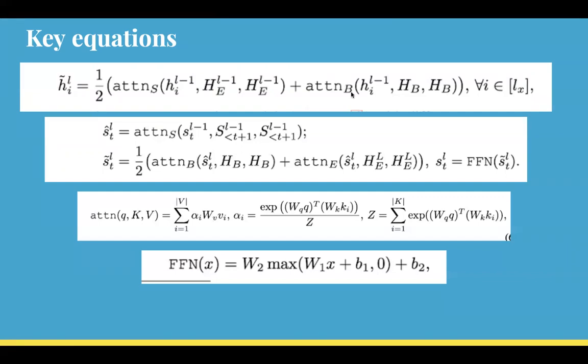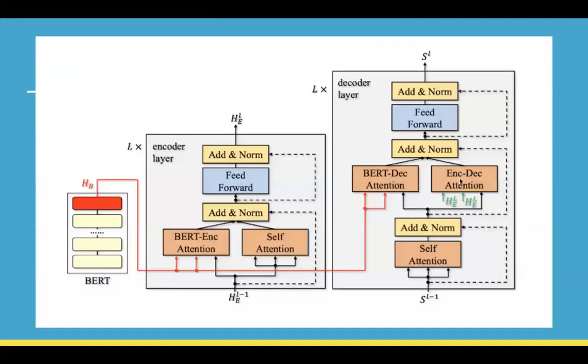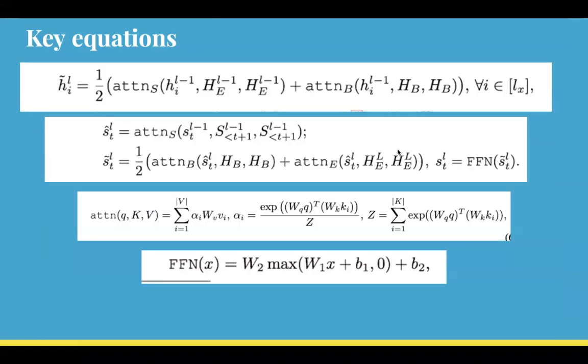And this continues for every single encoder layer till we get the final encoder output. And in the second equation, the capital S^l_t denotes the hidden state of the nth layer in the decoder. Basically, in the decoder, the output from the self-attention layer is fed to both the BERT decoder as well as the encoder-decoder architecture model, as we can see here. And the final attention output is again taken by calculating the arithmetic mean.